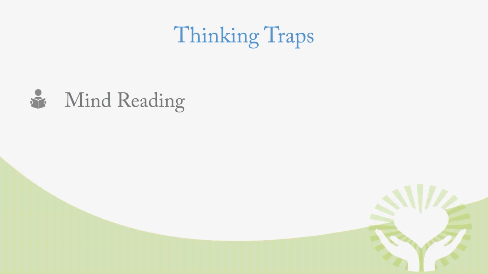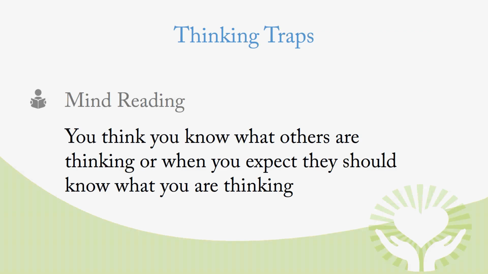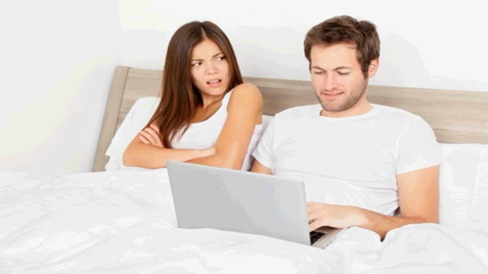And then here is another very classic one, mind reading. This is where you think you know what others are thinking, or that you expect they should know what you are thinking. This picture is a great example of that. We can think of examples even in the workplace or in our personal relationships where you might have an expectation that something should happen, but you never voice that expectation. And then you're angry because your partner or your friend doesn't realize that expectation that you have, and then doesn't follow through on it. How dare they not read your mind, right? So this is mind reading.